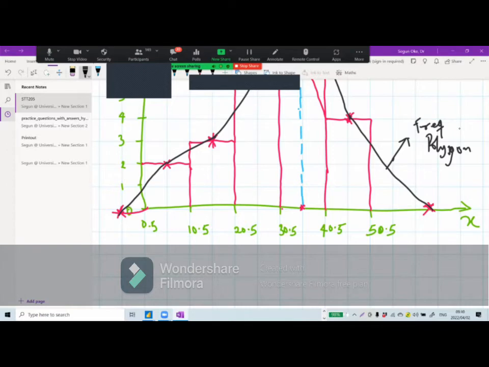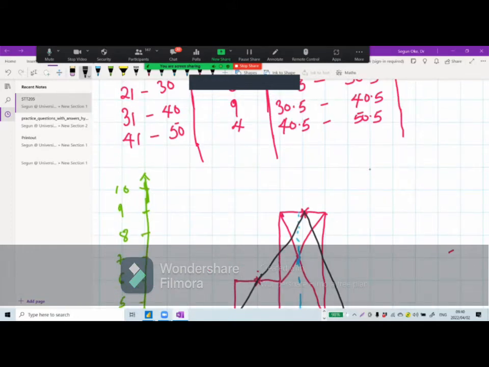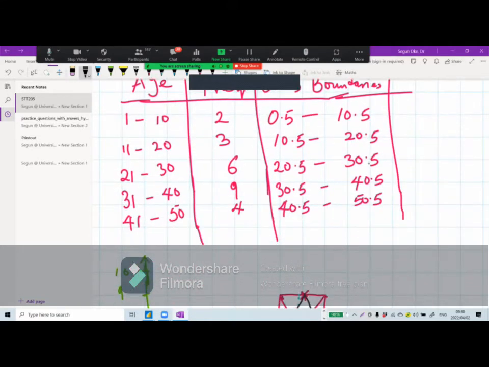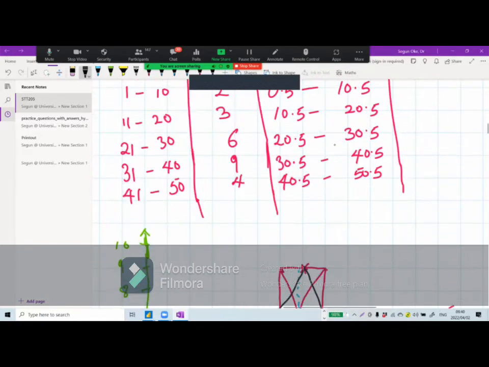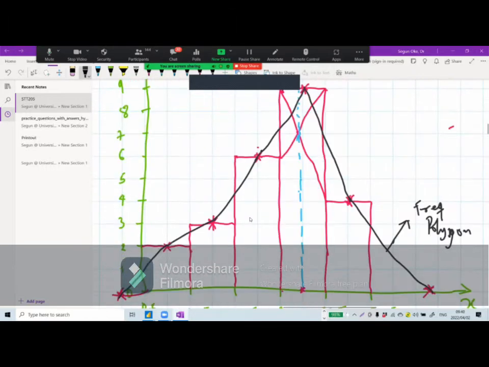Good morning, sir. Morning. Sir, please, I don't understand this midpoint and frequency polygon. Which of the midpoint? The midpoint is what? On a normal day, assuming we don't have the histogram, we just need to calculate the midpoint of this, add these two together. What is it? 11. 11 divided by 2, 5.5.